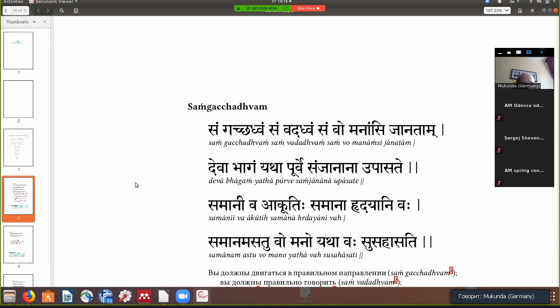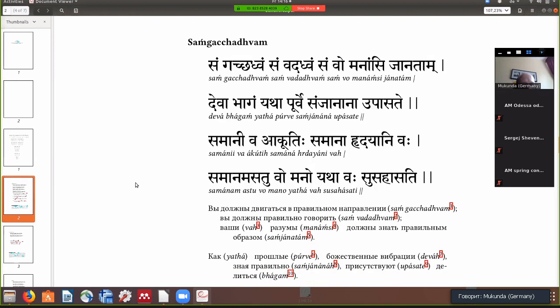The first sentence is Samgachadvam, which means, let us move in the proper way. Actually, you must move in the proper way. In Anandamarga, sometimes we don't translate literally.